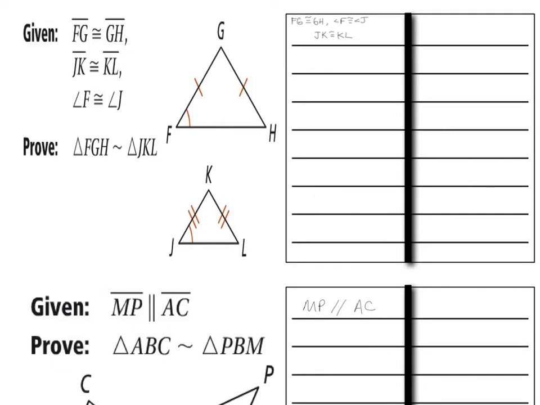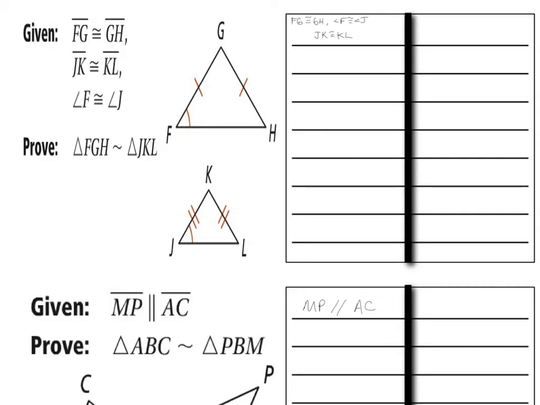This is the introduction to section 7.3. This is part 2 of your notes. And in part 2, we're going to be looking at proving triangles similar still. And this time we're going to be looking at a couple of proofs. Okay, now these proofs are slightly different as we look at them.